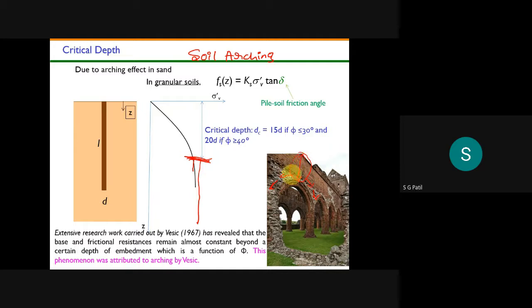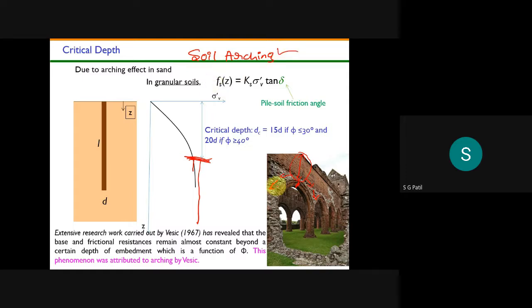Whatever load is present over this arch is not taken only by the stone present here. This is called the crown stone, some call it the crown. One rock will be there at the junction of your arch. So this load will be distributed sidewards. This phenomenon is called the arching phenomenon. The same phenomenon will also occur in soils.